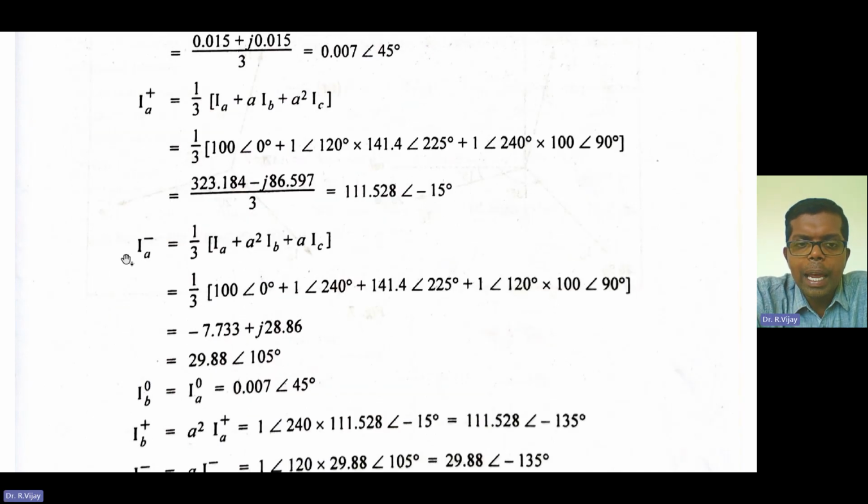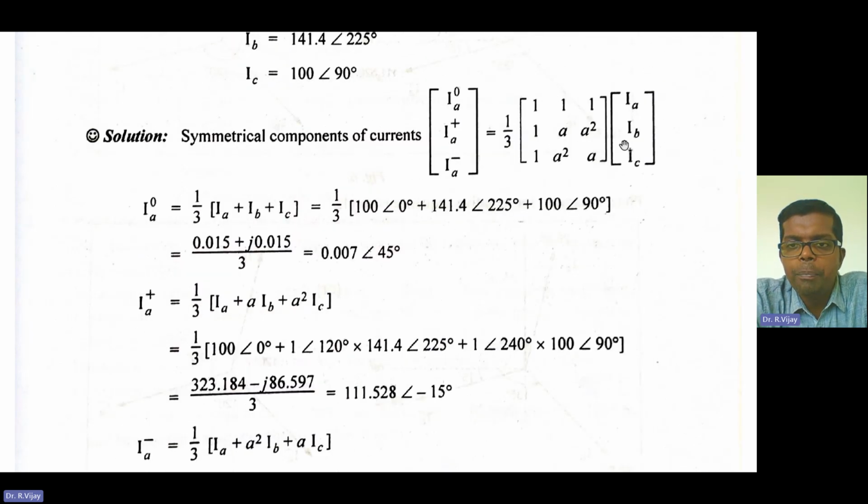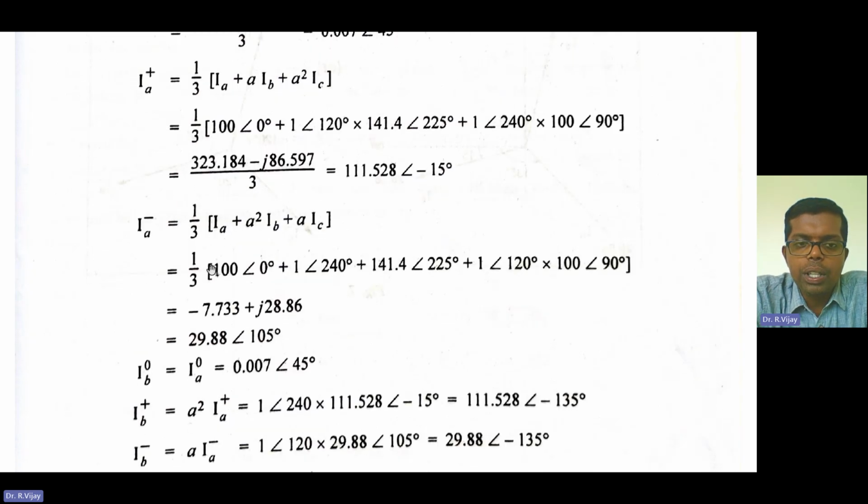Next, IA negative. IA negative is equal to 1 by 3 into IA plus A squared IB plus A into IC. How this equation comes: if you multiply this matrix, you will get the equation like this. Same thing that we already derived. So 1 by 3 into IA plus A squared IB plus A into IC. What you need to do is substitute. IA is 100 at the angle of 0 degree, given in the problem. A squared is 1 at the angle of 240 degree, into IB. IB what?